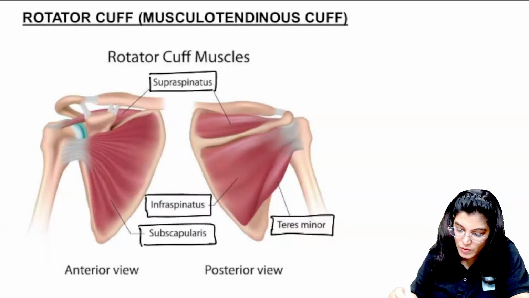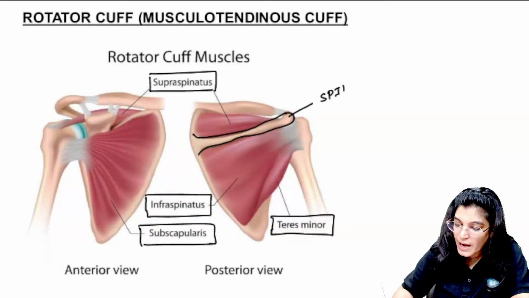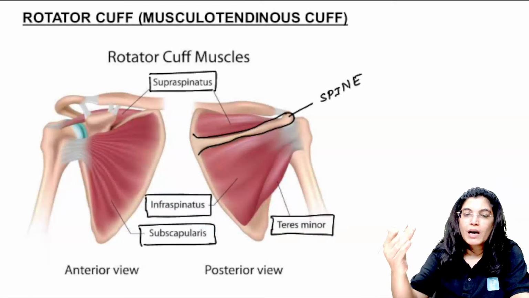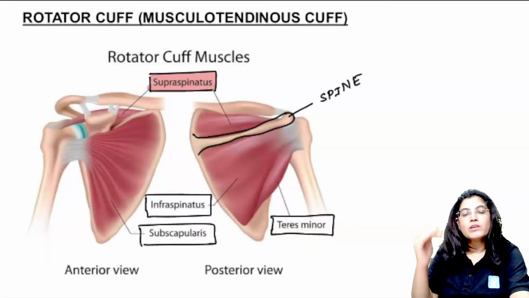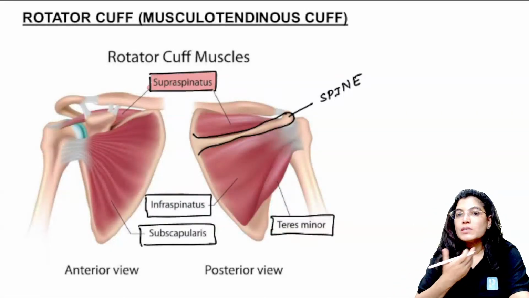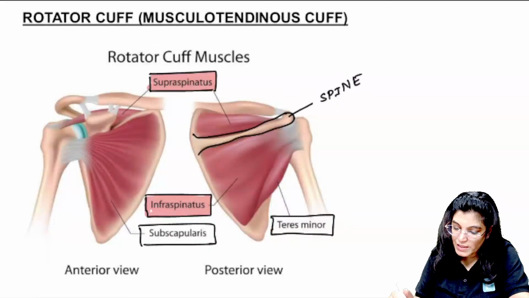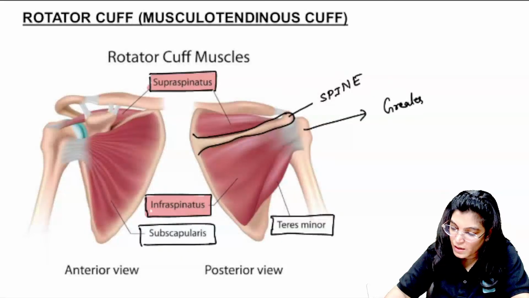So you can see this is the posterior view of the scapula. Why is it the posterior view? Because we can see the spine of scapula, and spine of scapula is seen in the posterior view. Above the spine of scapula, the space is supraspinous fossa. The muscle originating from this space is supraspinatus muscle. The muscle originating from the space below spine of scapula is the infraspinatus fossa, and the muscle is infraspinatus muscle. Now, the supra and infraspinatus muscle, this is greater tubercle of humerus bone.